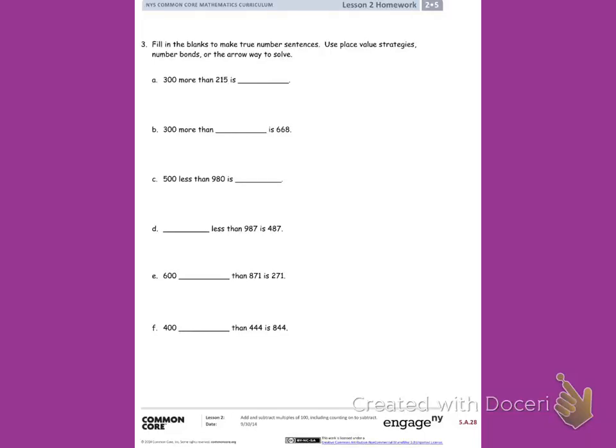Module 5, Lesson 2's objective is to add and subtract multiples of 100, including counting on to subtract. Item 3. Fill in the blanks to make true number sentences. Use place value strategies, number bonds, or the arrow way to solve. Item A. 300 more than 215 is blank. I'll show you a place value strategy.